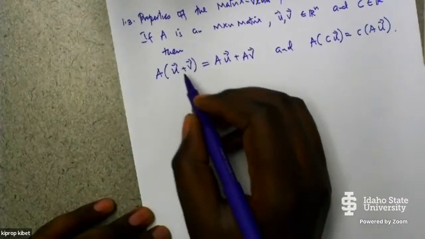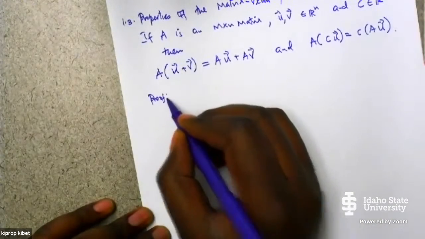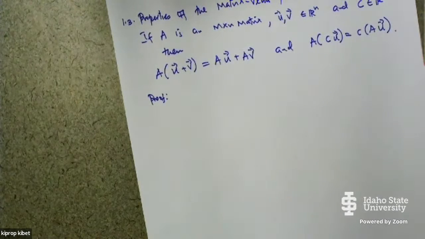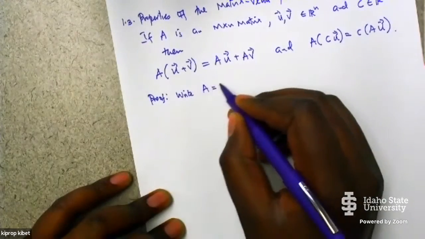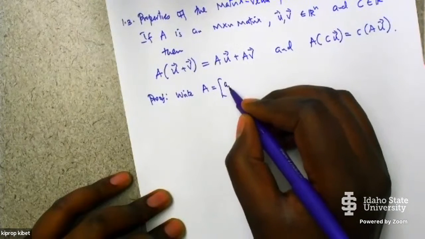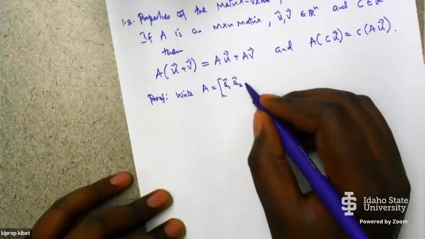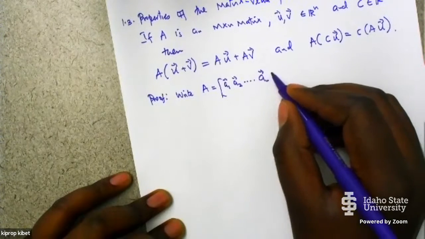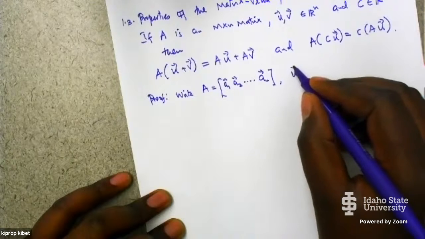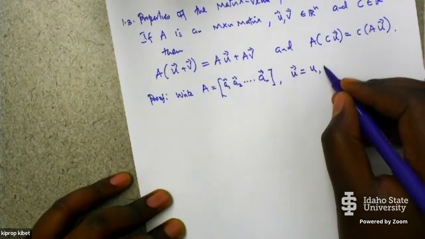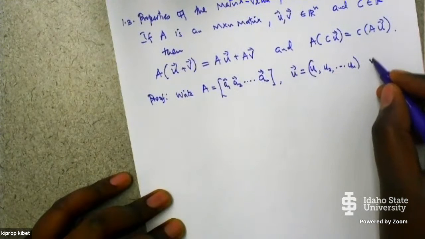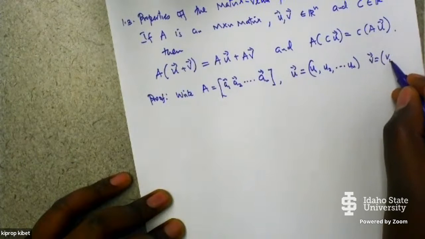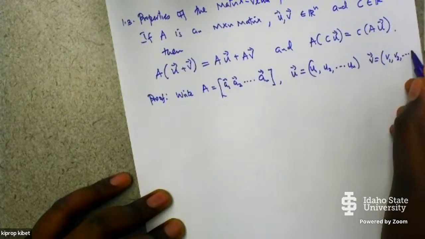So let's prove this. Let's prove the two of them. Now, if we write A to be equal to A1, A2, up to AN, and U to be equal to U1, U2, up to UN, and V to be equal to V1, V2, up to Vn.